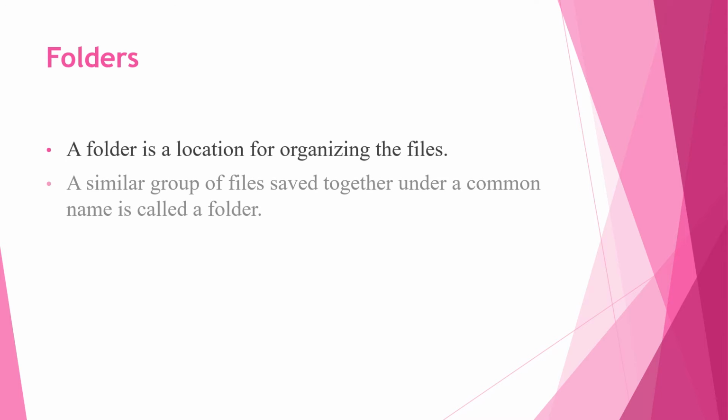Now children, let us see the folders. A folder is a location for organizing files. A folder in a computer is like a file cabinet where we keep relevant files. A similar group of files saved together under a common name is called a folder. Folder can also have its unique name. So children, as we give name to our files, we give name to the folders.